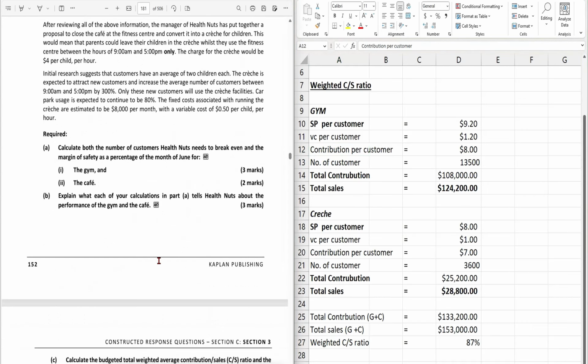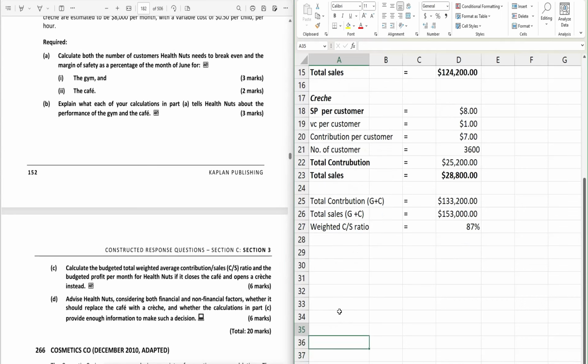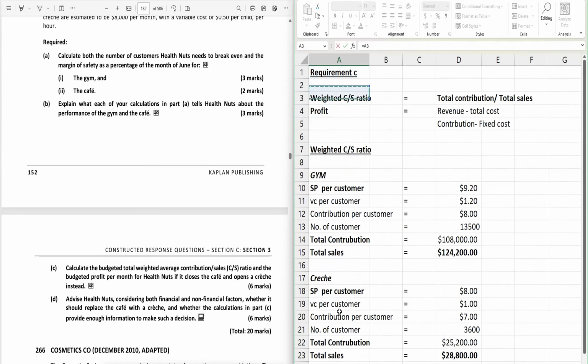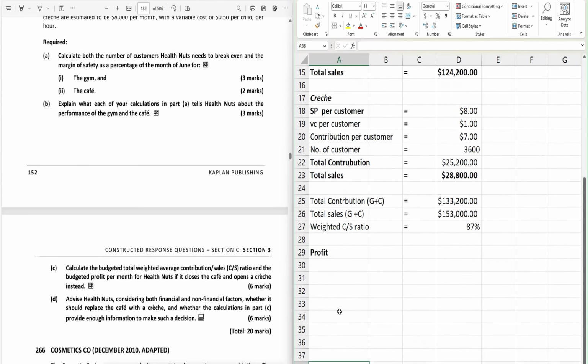Okay, so let's move to the other part of the requirement, that is the budgeted profit. It's quite obvious that we will forget this requirement, so reread the requirement 2 to 3 times so that you have an idea what the question is asking. Now for budgeted profit, we need the total contribution, or you can see the formula: revenue less total cost, or contribution less the fixed cost, right? So this is for the budgeted profit.